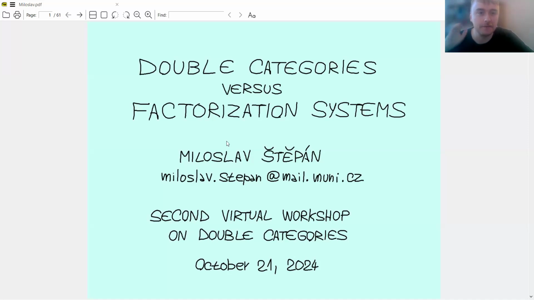Today I will talk about the relationship between double categories and factorization systems. This is based on my paper that has been published in Tech, but there are also some small additions I've made, and I think we can get to it right now.